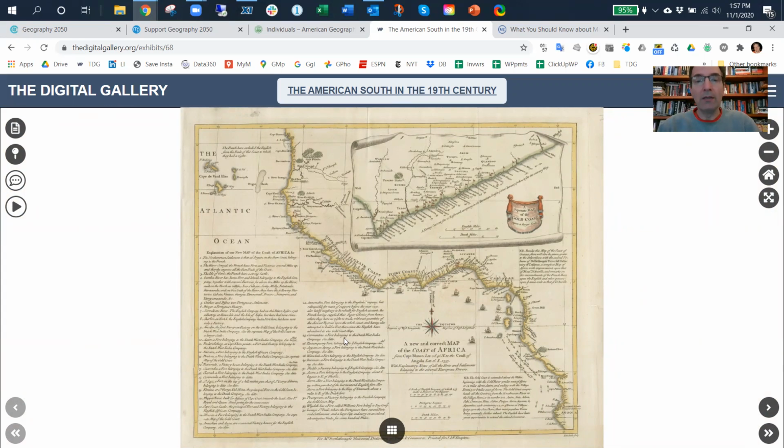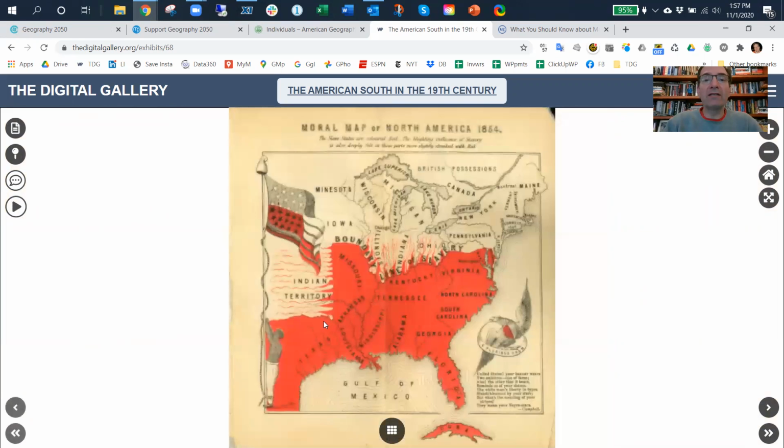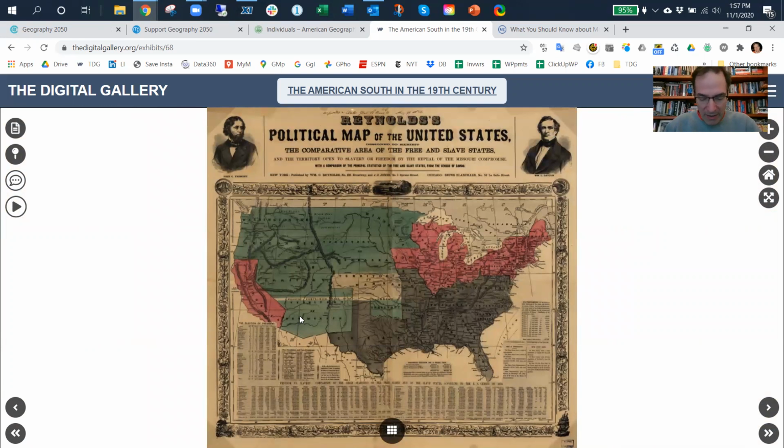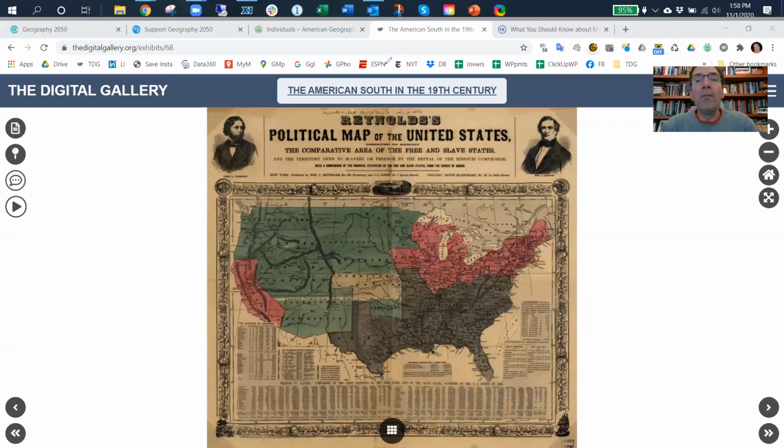The second map that's fascinating to me is this one from 1856 by Reynolds, made after the repeal of the Missouri Compromise, which meant that slavery was now open to all of the US territories. And this petrified the forces against slavery in the country. It was intended to show data about the free states. That's on the left side here, the free states on the left, the slave states on the right.